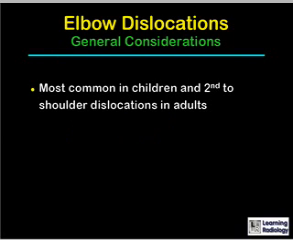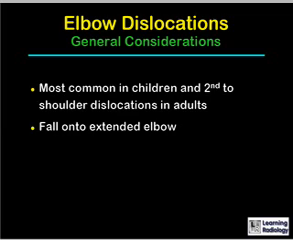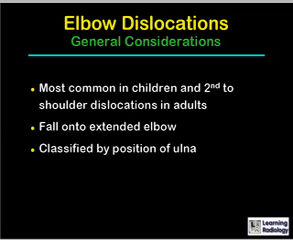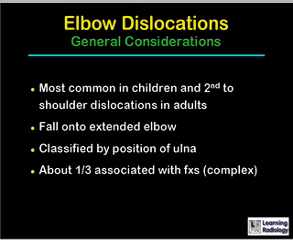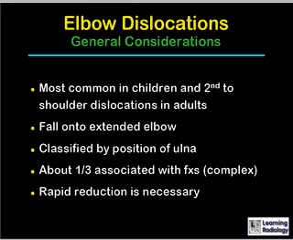Elbow dislocations are more common in children and in fact are the most common dislocation in children and second most common to shoulder dislocations in adults. They occur usually because of a fall onto the extended elbow. They are classified by the position of the ulna relative to the humerus. About 1/3 of elbow dislocations are associated with fractures as well, and rapid reduction is necessary in order to prevent complications.